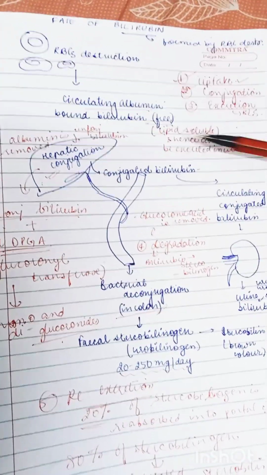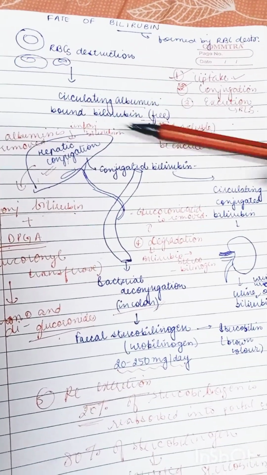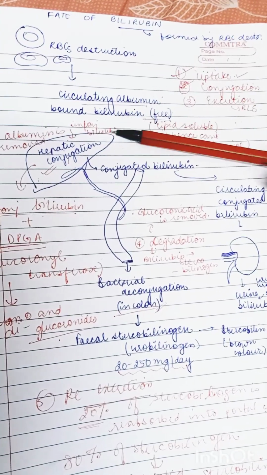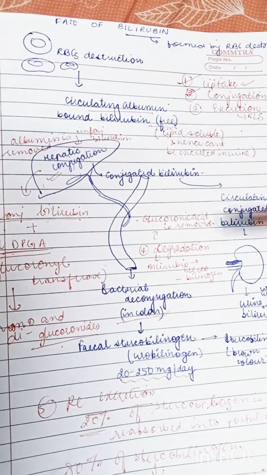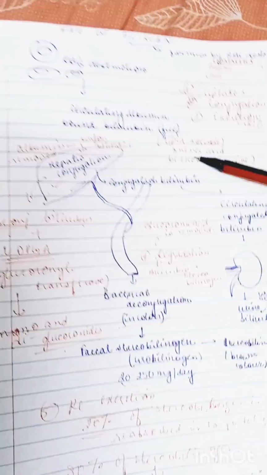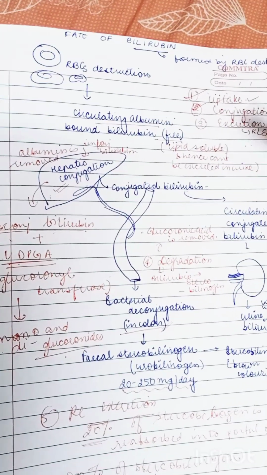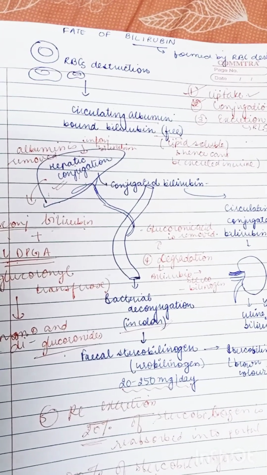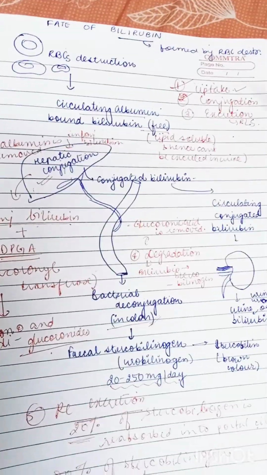In uptake, what happened is, when our RBC destruction occurred, the free bilirubin got bound to albumin, and this was lipid soluble and it cannot be excreted in the urine. This was the first step, that is uptake.